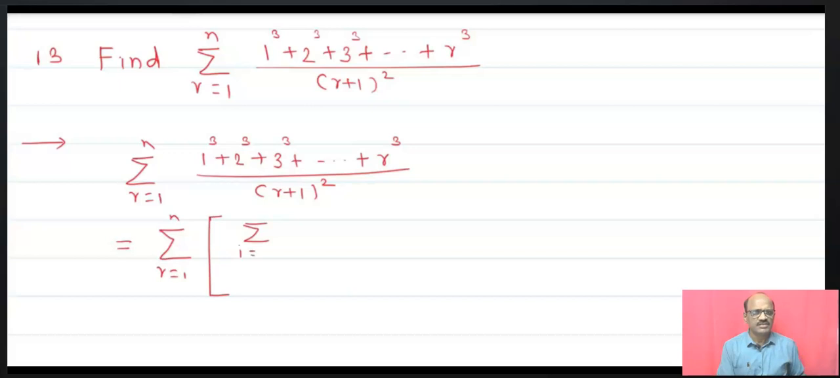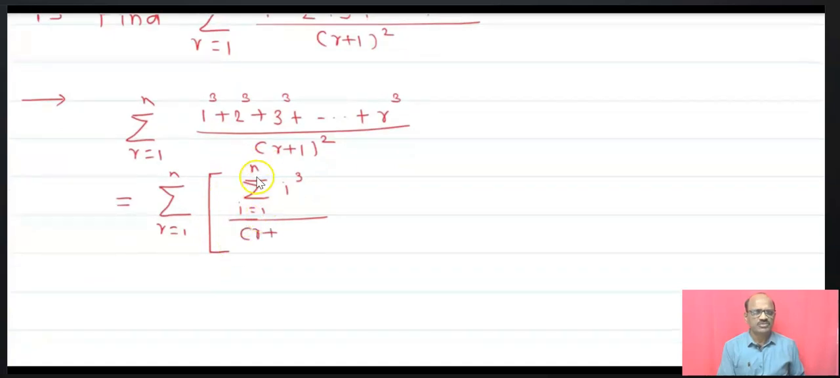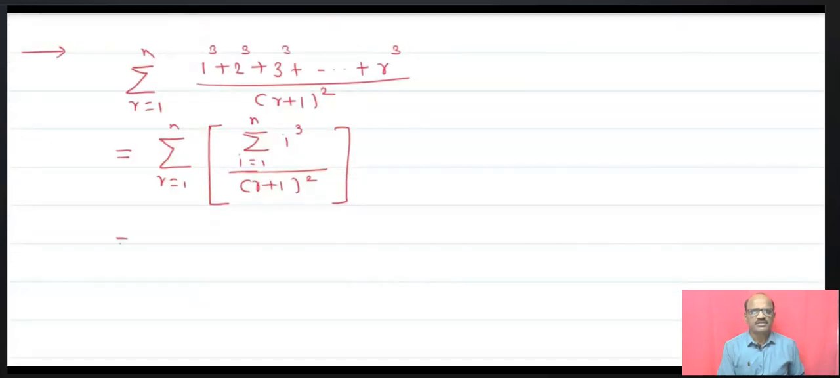Now see this here, these are the important steps. Here we have a summation in the summation, the first being I is equals to 1 to R of I cube upon R plus 1 bracket square. This is the important step here. This is our original summation, and we will apply here summation notation for all these terms, I is equals to 1 to R of I cube. That is, here must be R instead of N. Now we will see this here. We will change it.